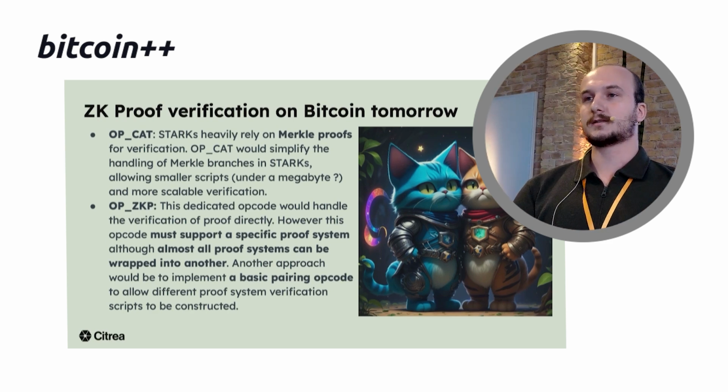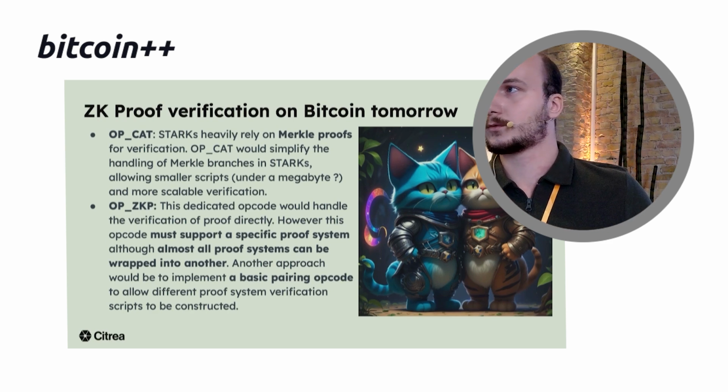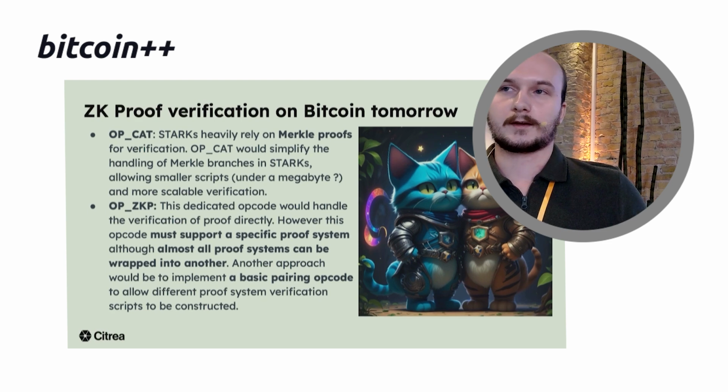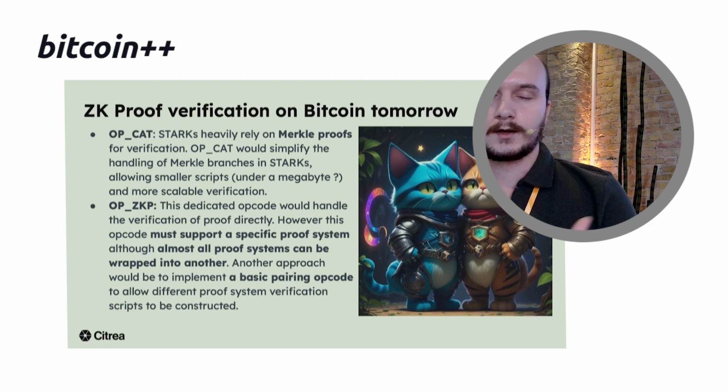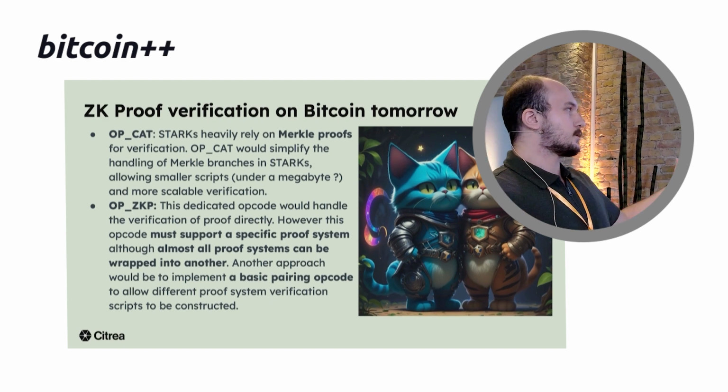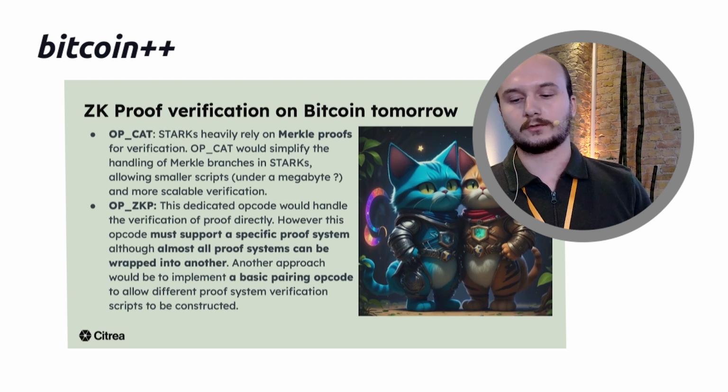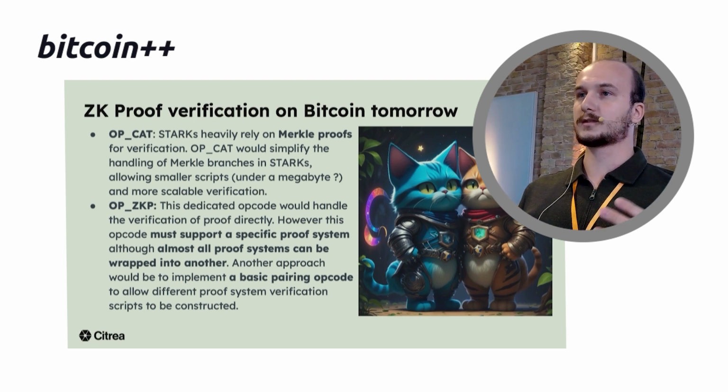And the second option is a dedicated opcode for ZK proof verification, which needs another consensus on which proof system we are using. We can still choose something like Groth16, because almost all the proof systems can be verified inside each other, so we can do the wrapping, but we need to agree on it. And the other option is we just implement a pairing opcode and everyone can build their own SNARK-based verifier.